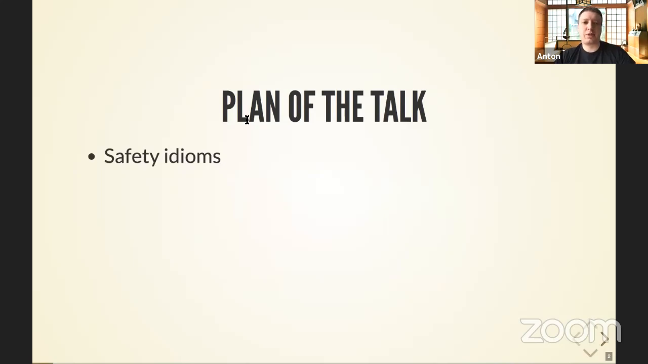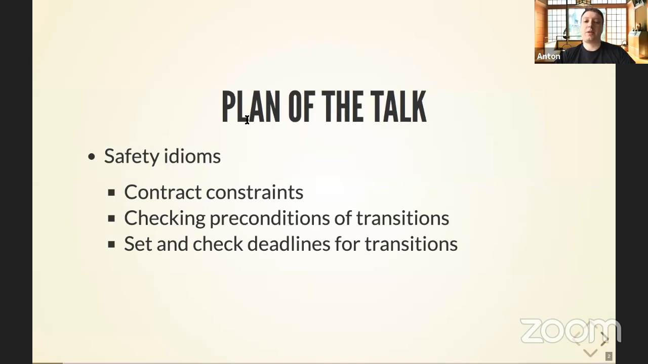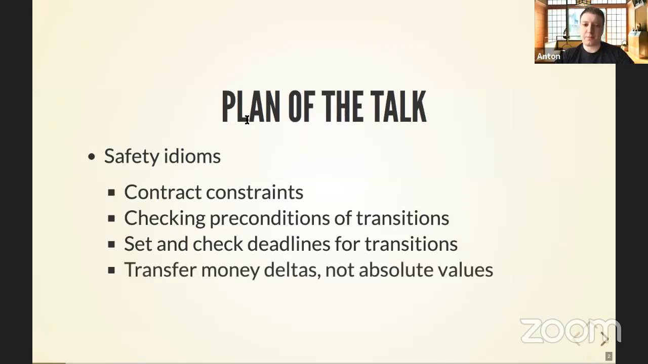First of all, we will be talking about the so-called safety idioms, and I already saw that in chat today. Your contract might be managing lots of money, so you definitely want your contract to be safe, right? To achieve that, we have several features. One of them is a language feature called contract constraints. Then I will be talking about checking preconditions of transitions. Then we will look at a particular instance of that precondition, the deadline idiom. And then we will talk about how to transfer money between your contracts.